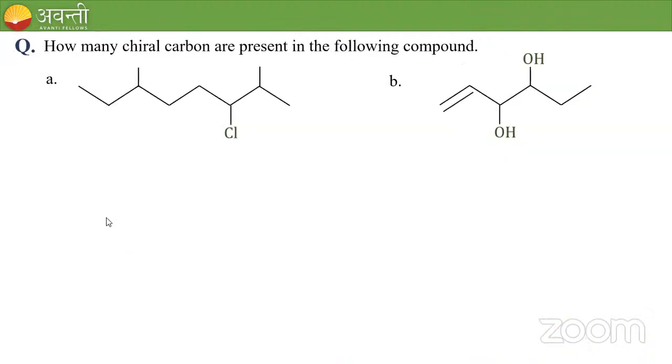Now let's go ahead with one question. Very easy question. How many chiral carbons are present in the following compound? Go for compound A first. Tell me how many chiral carbons are present in this compound. So try.